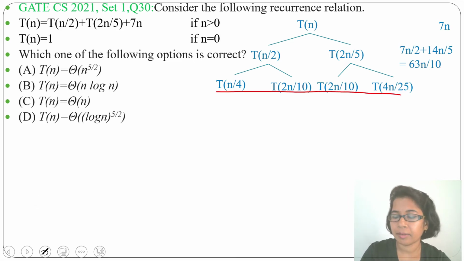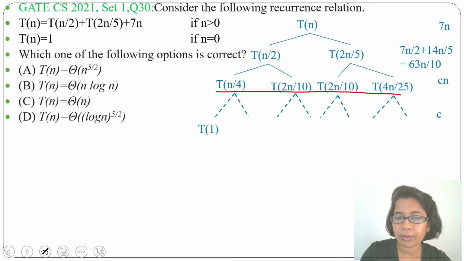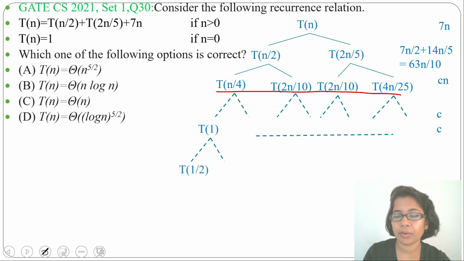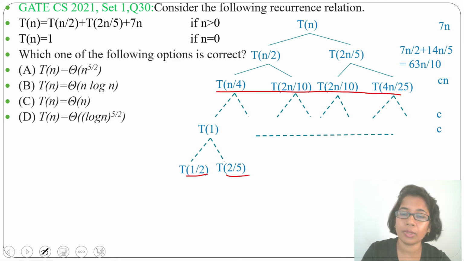Now for the next level, time will be some constant multiplied by n. I am not going into details. Like this it will continue. So finally we will reach t of 1. Time for 1 will be time for 1 divide 2 plus time for 2 multiplication 1 divide 5. So you can say time for 1 by 2 and time for 2 by 5. This 1 divide 2 value is less than 1, and this 2 divide 5 is less than 1. So here we will stop.